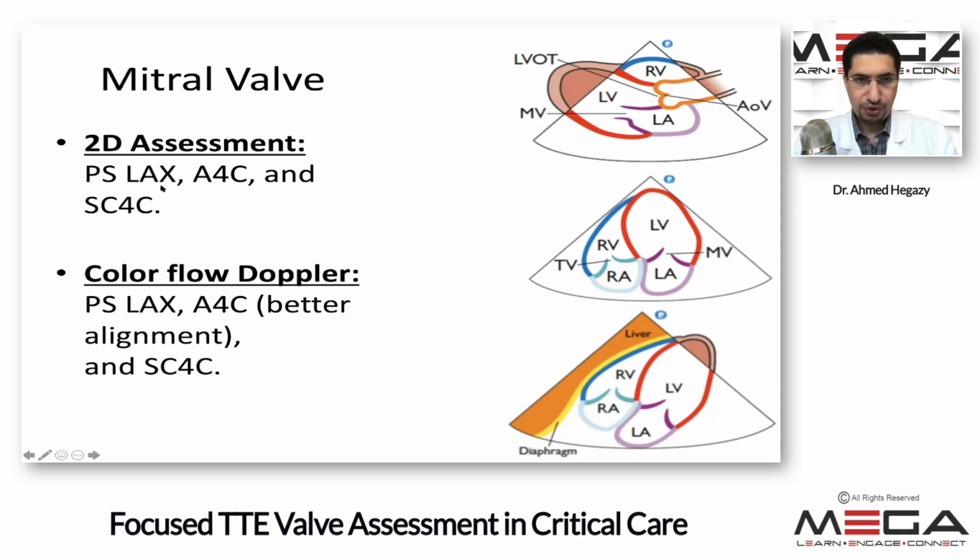So you assess first using 2D assessment. You look at the valve. What does it look like? Does it look normal? Does it look perforated? Is there vegetation on it? And then you put color Doppler on it and assess.